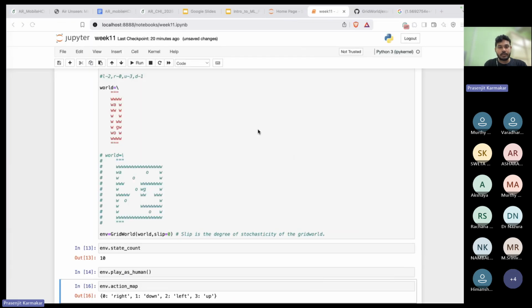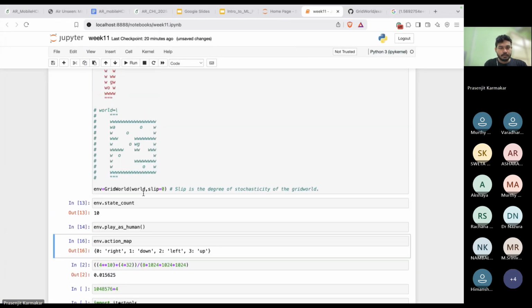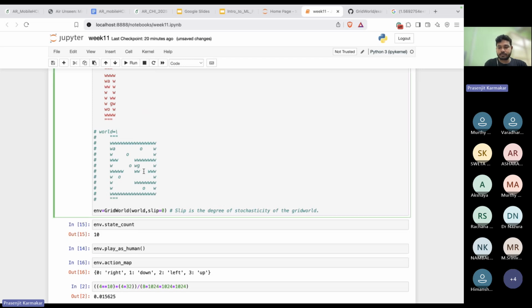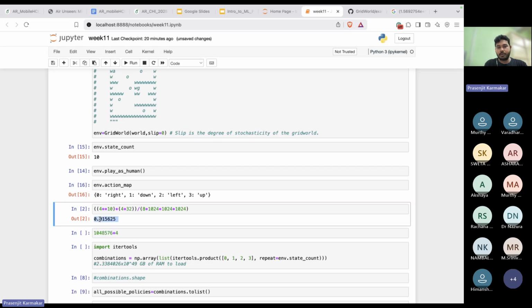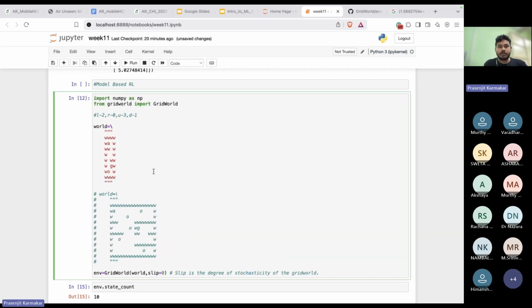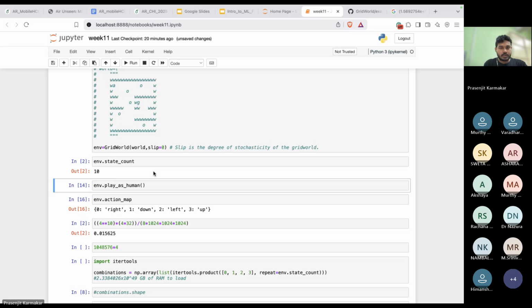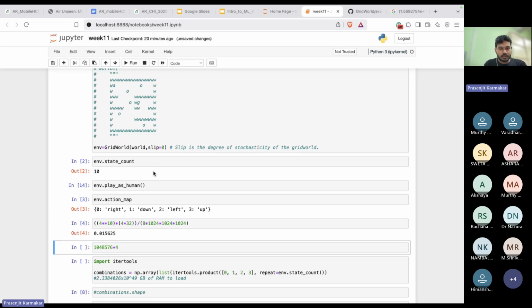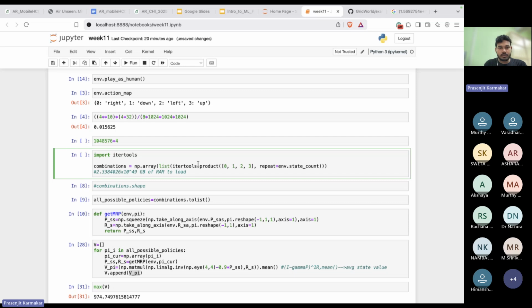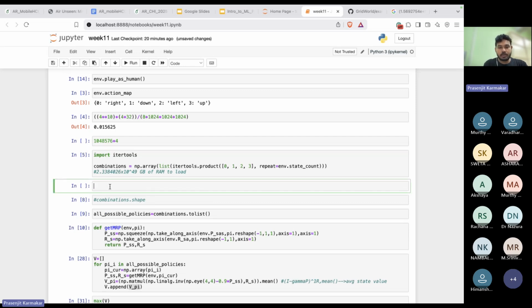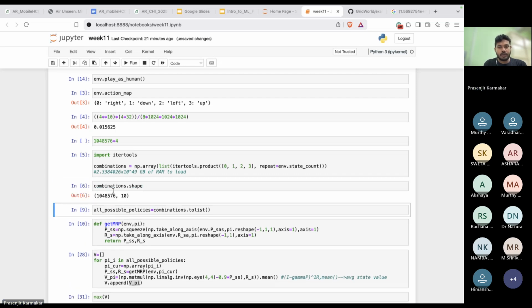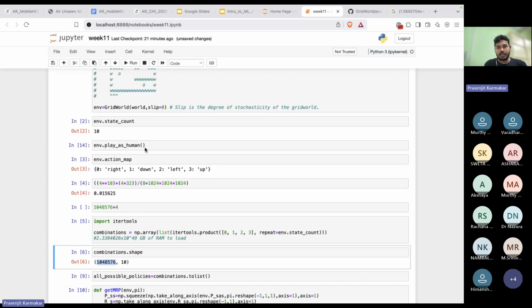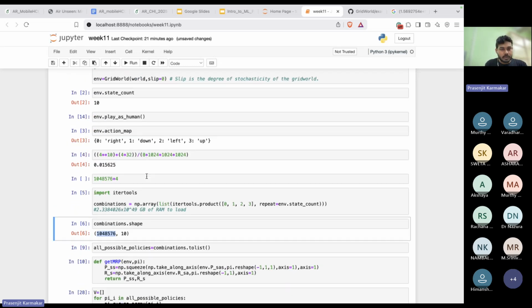Now let's loop through all the policies. My state count is also 10. Let's see how much memory I would need. I would need 0.1 GB of memory to load all the possible policies, right? So let's not run it. Itertools can store it, right? And what is the length of the combinations dot shape? This is the number of possible policies, same as we computed, 4 to the power 10.